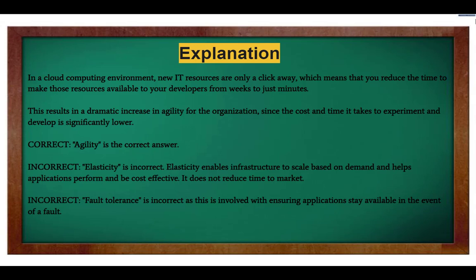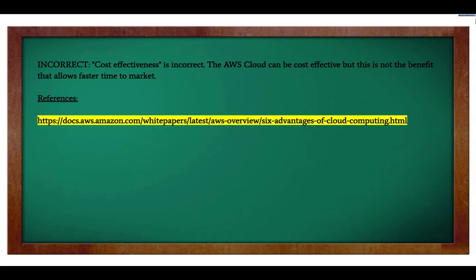Incorrect, elasticity is incorrect. Elasticity enables infrastructure to scale based on demand and helps applications perform and be cost-effective. It does not reduce time to market. Incorrect, fault tolerance is incorrect as this is involved with ensuring applications stay available in the event of a fault. Incorrect, cost effectiveness is incorrect. The AWS cloud can be cost-effective, but this is not the benefit that allows faster time to market.